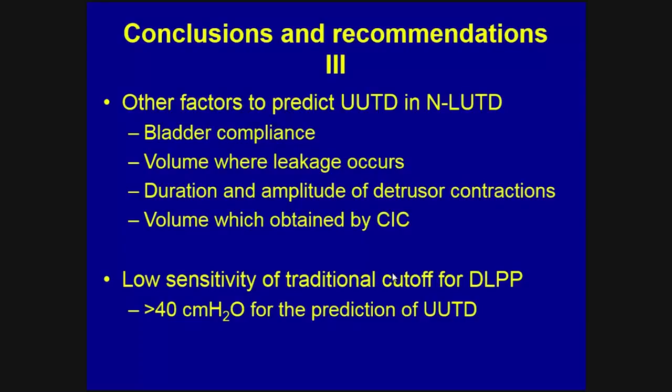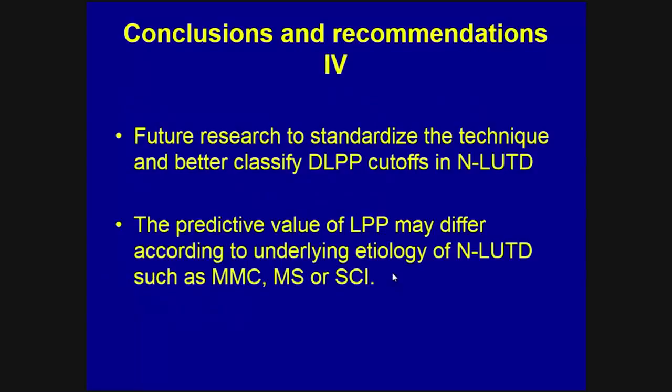It should be known that there is a low sensitivity of the traditional cutoff for the LPP, which was 40 centimeters of water, for the prediction of upper urinary tract dysfunction in this patient group. Future research to standardize the technique and better classify the LPP cutoffs is certainly needed. The predictive value of the LPP may further differ depending on the different underlying pathologies, such as myelomeningocele, multiple sclerosis, or spinal cord injury patients. So therefore, these patient groups should be evaluated separately, and they should not be put into the same basket.